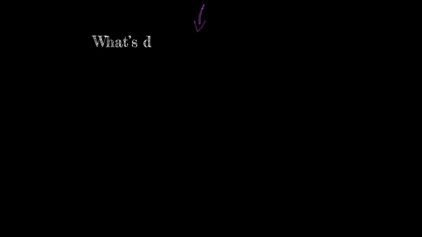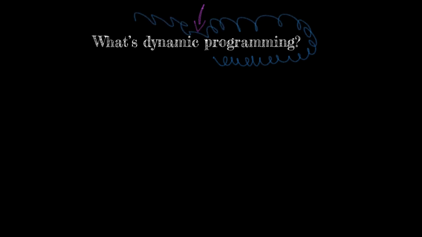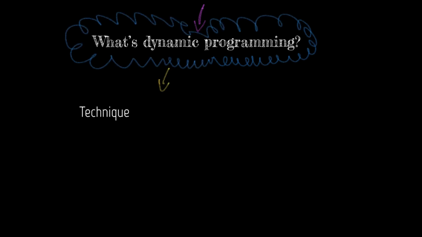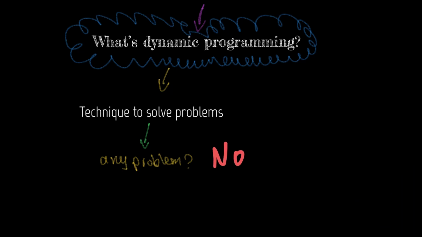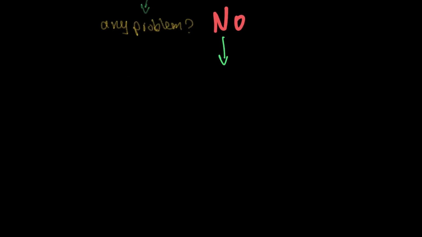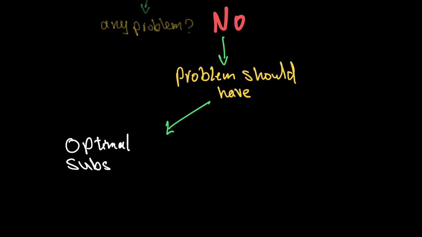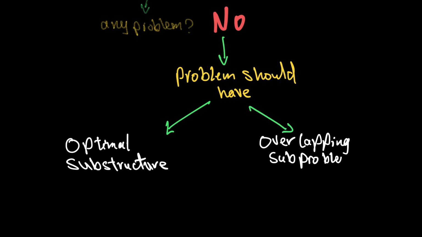Now, what is dynamic programming? Dynamic programming is a technique that is used to solve programming problems. But does this mean I can apply dynamic programming to solve any problem? Of course not. To solve a problem with dynamic programming, the problem should have the following. It should have optimal substructure and also overlapping subproblems.